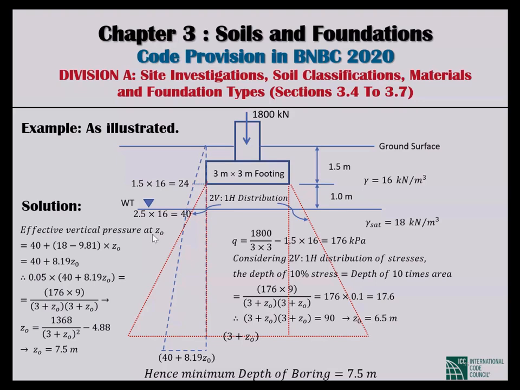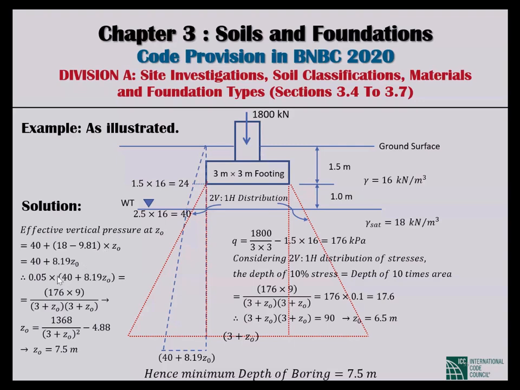The other one is about 5%. You see the effective vertical pressure at Z0. This is the different Z0, not the same one. So effective vertical stress at Z0 should be equal to how much? You see, this is a soil layer over there. Over here, there is a pressure 40 because this is actually 1.5 and this is actually 1 meter. So all the soil will have a unit weight of 16. So 16 into 2.5, this is 40. So 40 stress is over there. Then it is increasing. This is actually saturated soil. It is under water table. So effective stress is equal to total unit weight, how much? 18. This is actually unit weight 18. So 18 minus 9.81 into Z0. So that will give this.